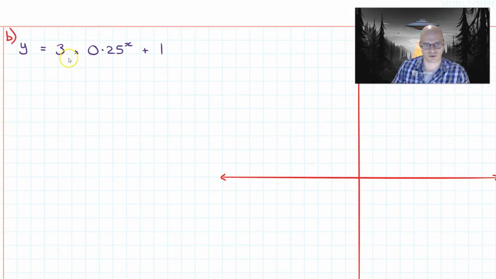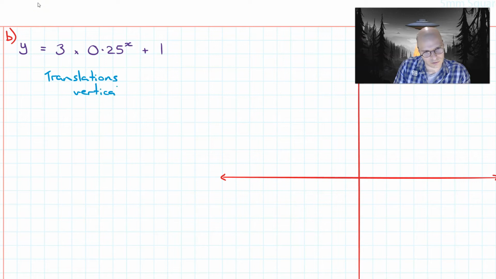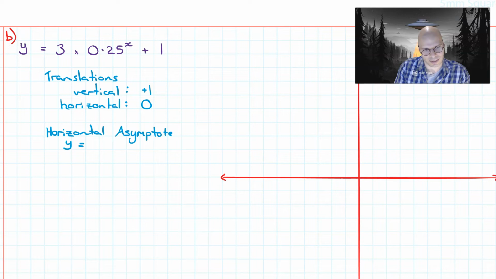y equals 3 times 0.25 to the power of x plus 1. Now once again, to sketch this, we first identify our translations. We are going to have a vertical and horizontal. The vertical being this plus 1 over here, and the horizontal is going to be 0 again because it's absent. So you can just leave it at 0. And from that, we can see that our horizontal asymptote is at y equals 1.